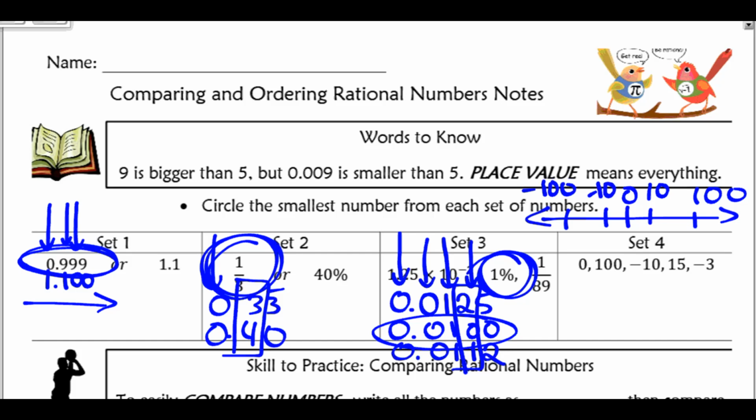You can see something weird kind of happens on the left side. When we're talking about negative numbers, the biggest negative is actually farthest to the left. The biggest negative is actually the smallest number. That's actually all I'm looking for. If I'm looking for the smallest number, I'm looking for the biggest negative. That's negative 10. It can't be any of the positives. And negative 10 is a bigger negative number. It has a greater absolute value than negative 3, making it the smaller number.